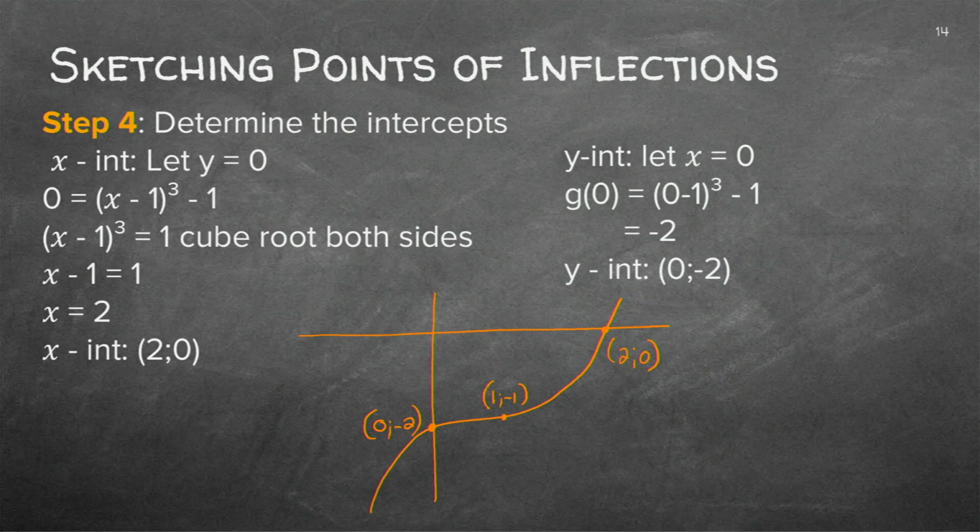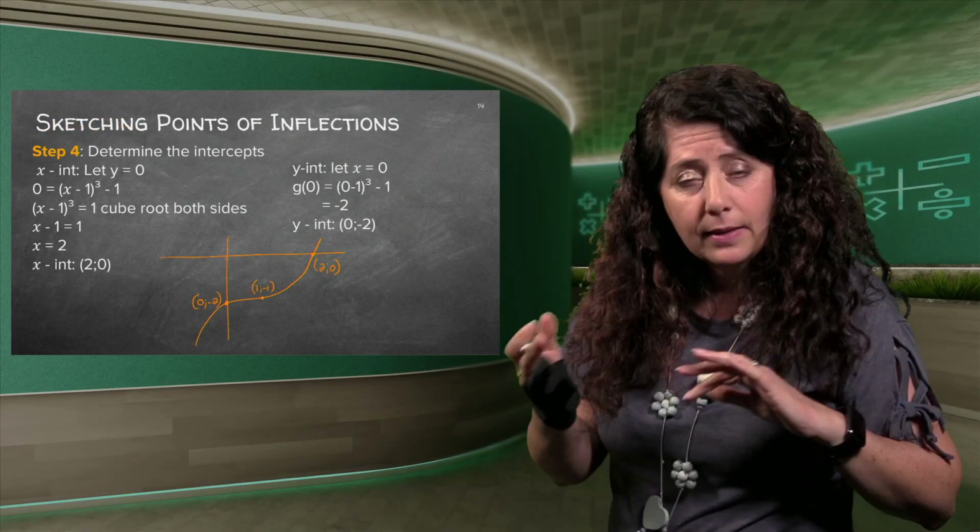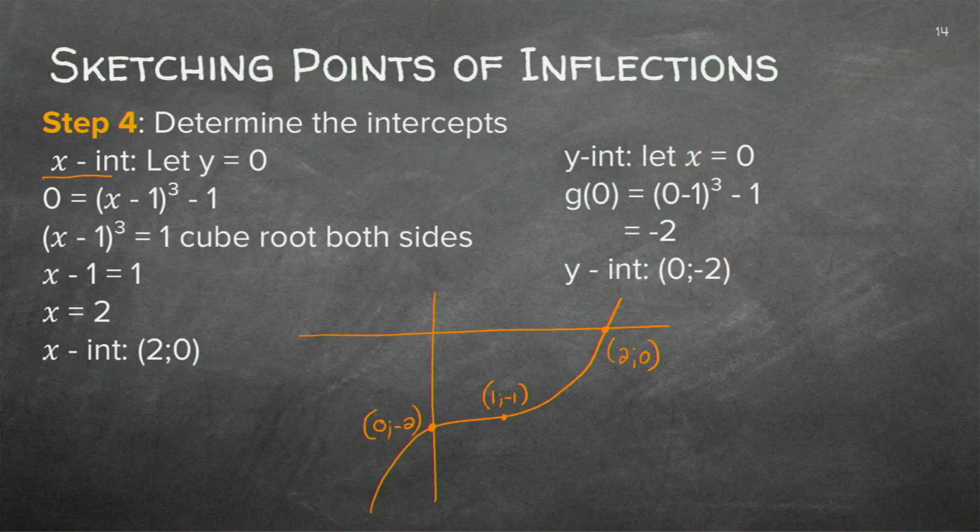Step 4, determine the intercepts. Intercepts is when you let y and x be 0. So for the x-intercept, let y be 0. And you cube root both sides. So basically cube root. And your answer will then be x minus 1 equals 1. If you take it over, x becomes 2. So your x-intercept equals (2, 0).